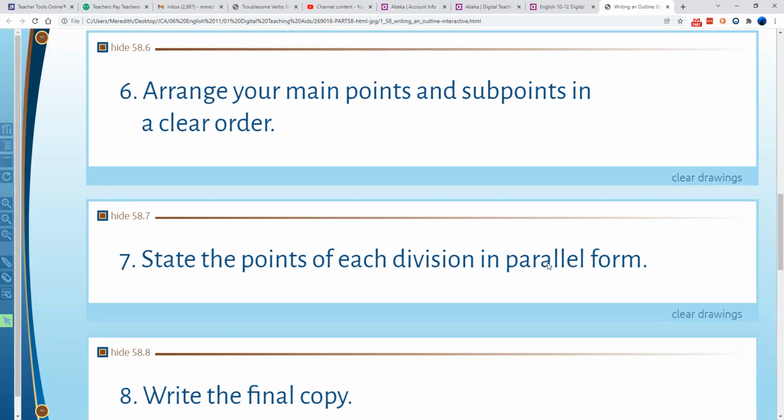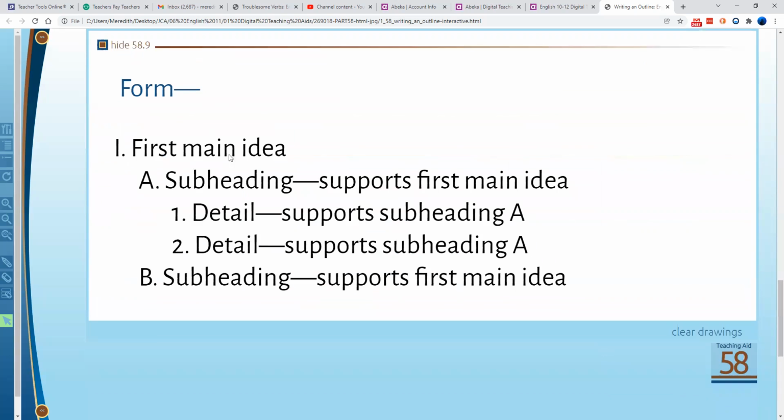All right, so let's look again at my expectation for the outline. So this is your form. You should have the first main idea, which is going to be the character's name. The subheading is going to be the list of the items from your list of ideas. I do need you to have details underneath those. And those details need to be from the book and support that subheading.